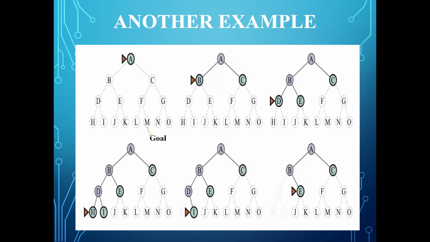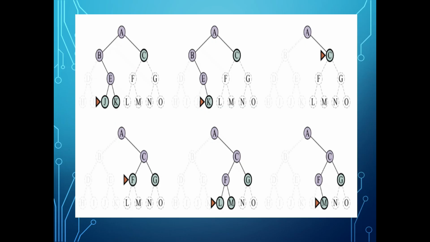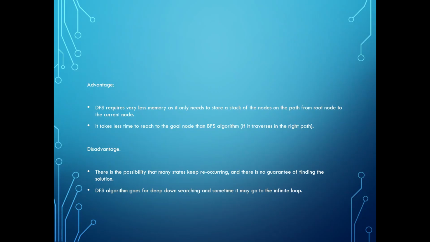Then it is expanded to E, and J and K are its children. It is also not a goal node. So again you have to backtrack from B to A. So again it is expanded to C. C is again expanded to F and G. So F is again expanded to L and M. So M is our goal node. So this is the DFS order for our problem.